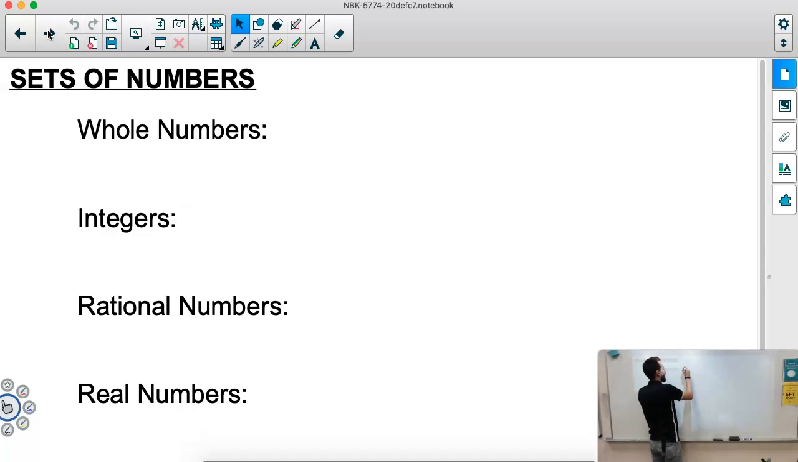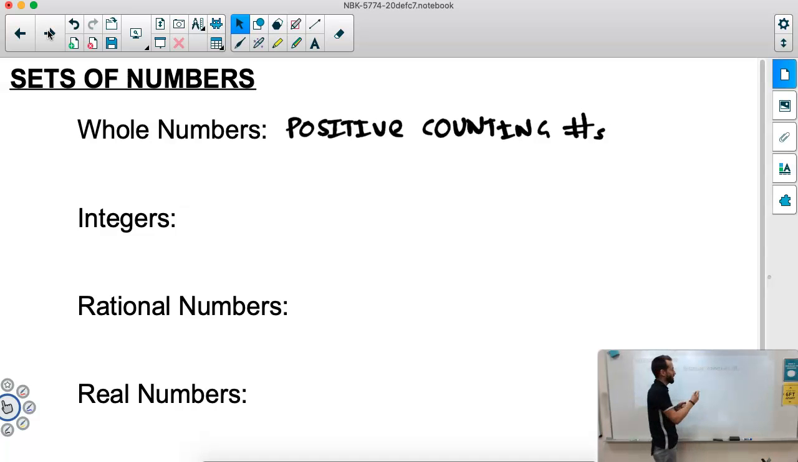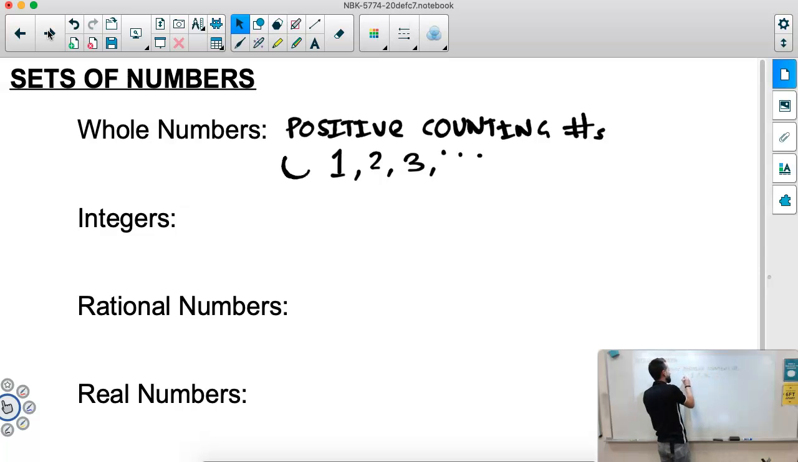Whole numbers are positive counting numbers, so numbers that we would count with, like when you're a little child, like 1, 2, 3, only positives, and it also includes 0. 0 would be considered a whole number, and that's not normally necessarily a counting number. We count up to something. Okay, integers are whole numbers, but also include negatives, so positive and negative counting numbers.